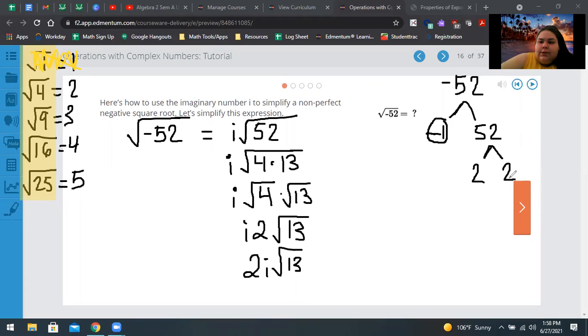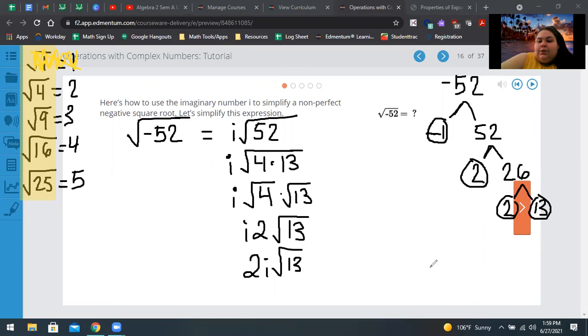2 goes into 52 twice, 26. 2 can be broken down to 2 and 1, but remember I said avoid the 1, so I'm going to circle the 2 and leave it there. The square root of 26 can be broken down to 2 and 13. So I'm going to stop there too. 13 can only be broken down to 13 and 1, so I'm going to stop there as well.